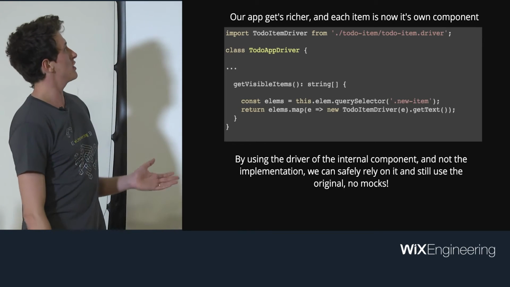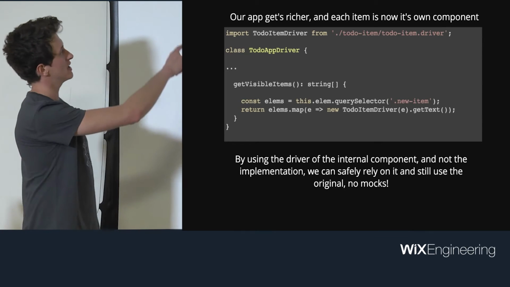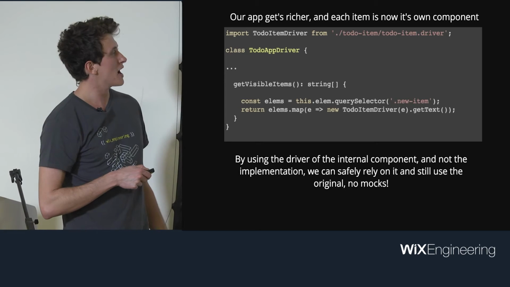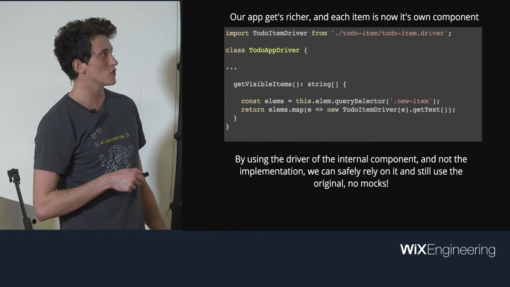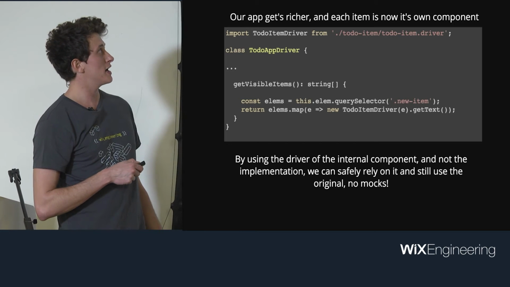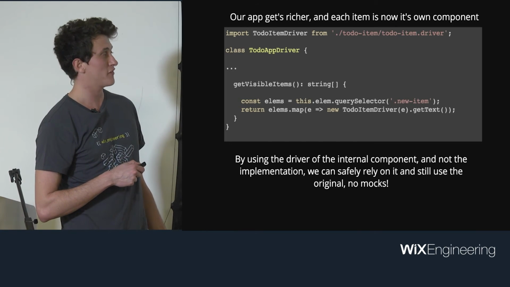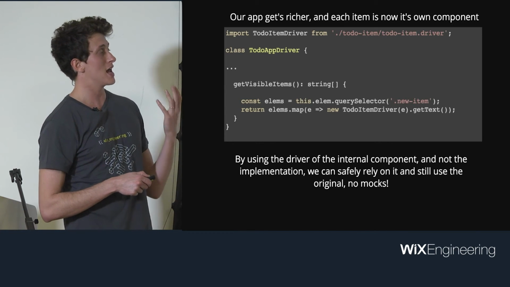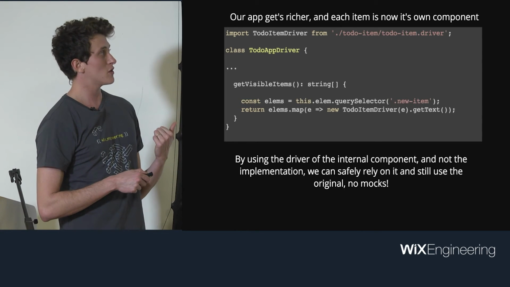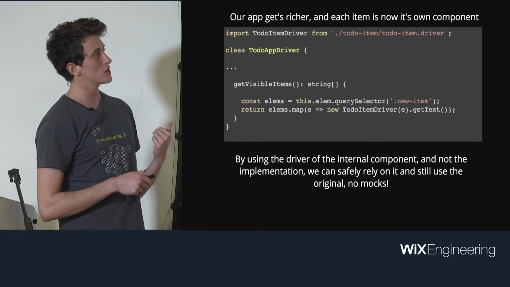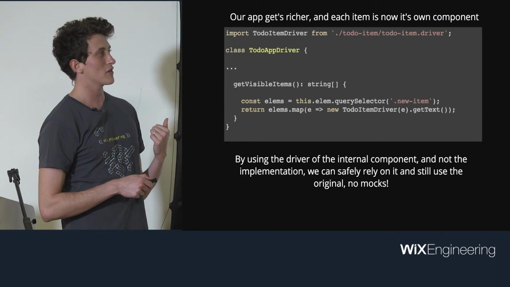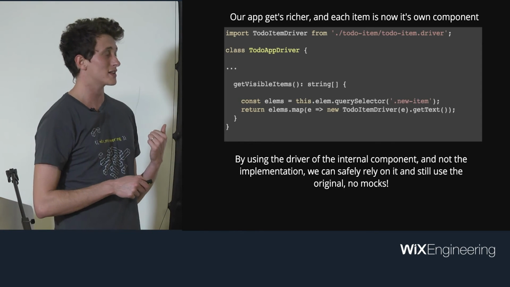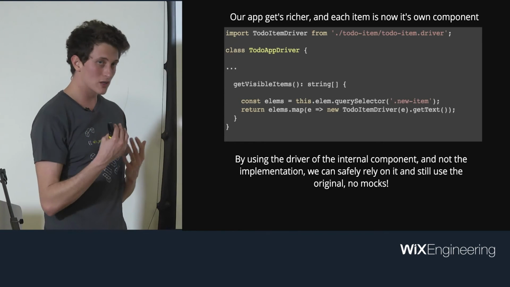Now, if we nest this pattern, for example in this line here, I can create a driver for the to-do item. The get visible items function, which used to rely on the item elements that it found and return the text, will now just create a new instance of the to-do item driver and then call an API. We're imagining that get text is an API of the to-do item driver.